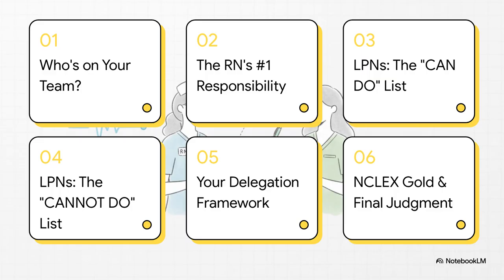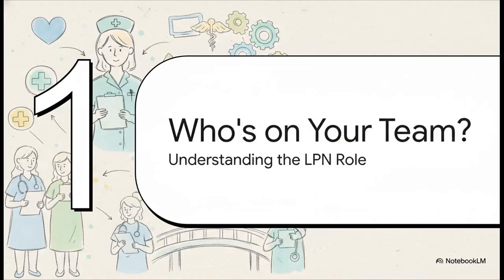So here's our game plan. First, we'll figure out who's on the team, what exactly is an LPN. Then we'll hit the number one rule of RN responsibility. After that, we'll get into the nitty-gritty, the can-do and cannot-do list for LPNs. From there, we'll build a framework so you can make the right call every time. And we'll wrap it all up with some NCLEX gold and a final judgment call. Sound good? Let's go.